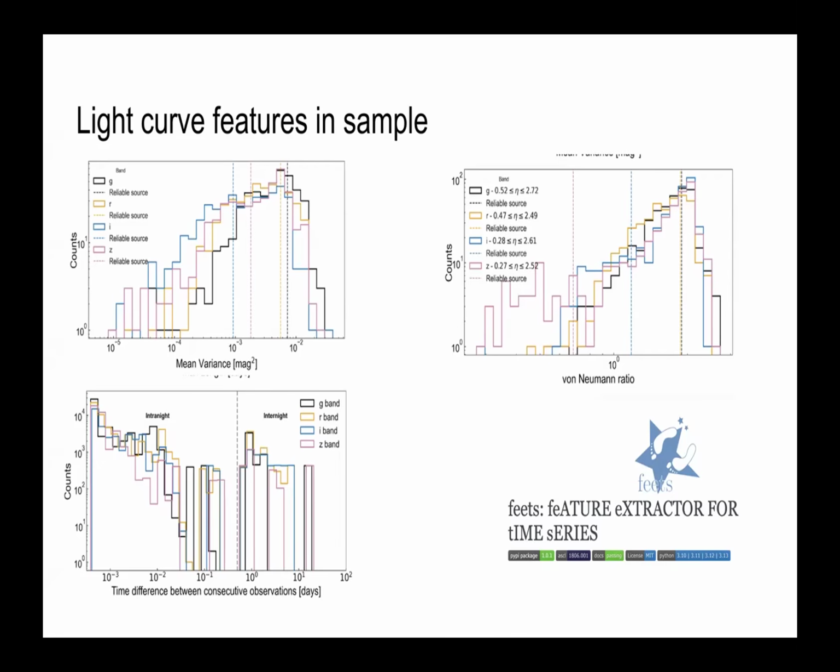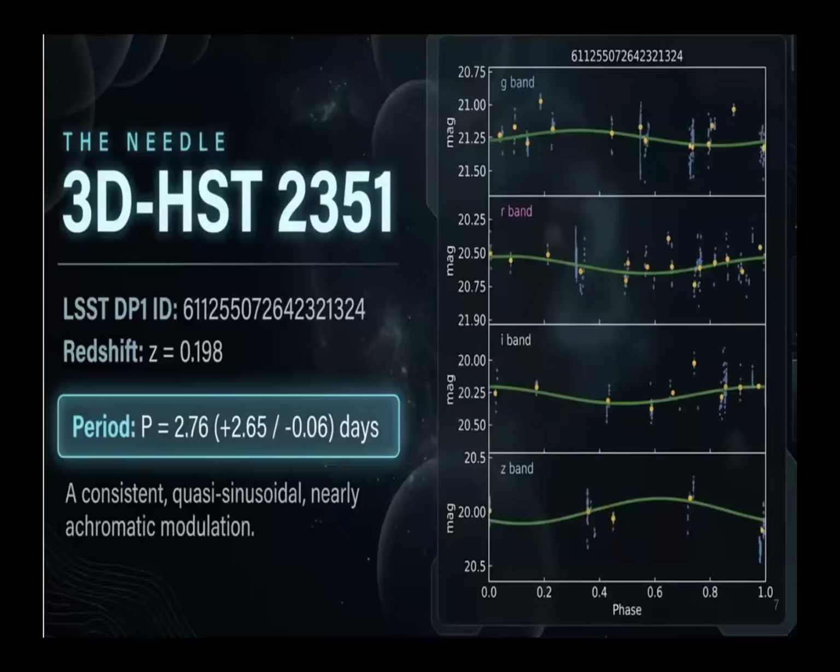And what is important is that our candidate is lying in the highest mode of the mean variance. It is not in the tail. We are not sampling the tail of the distribution, and something similar holds with the von Neumann ratio. So this is the needle in the haystack of 1,400 objects.